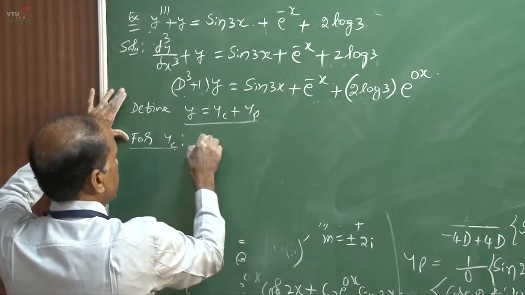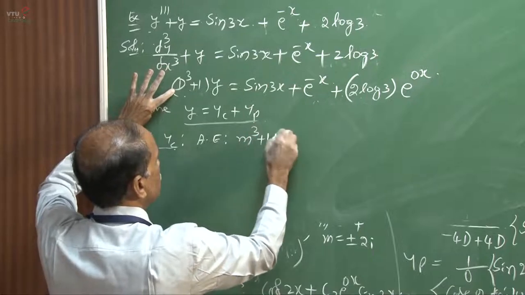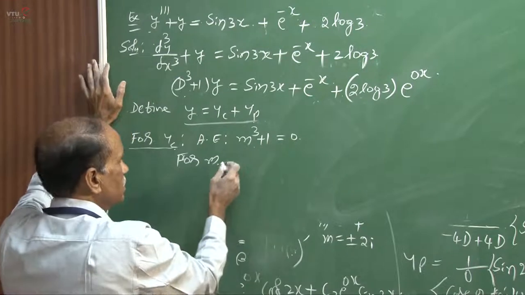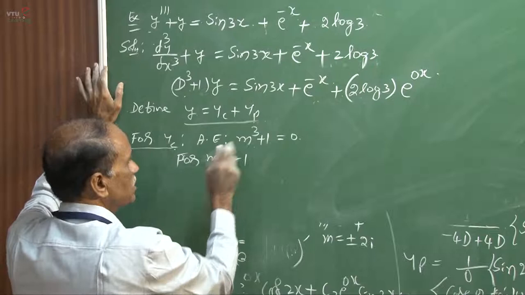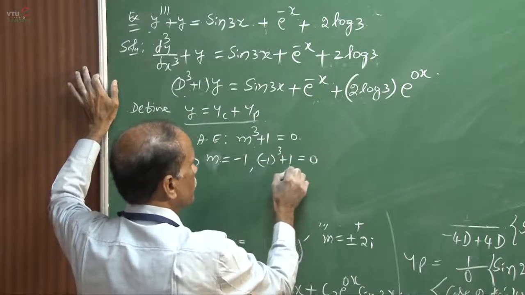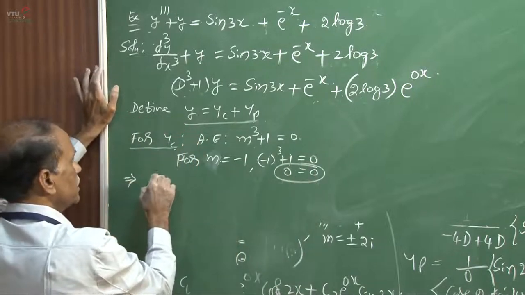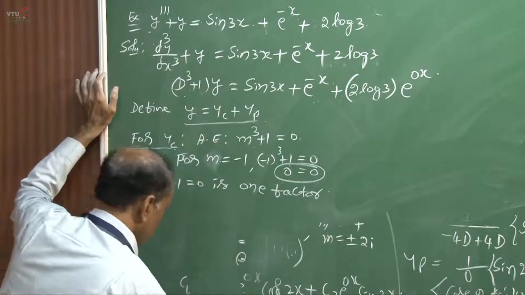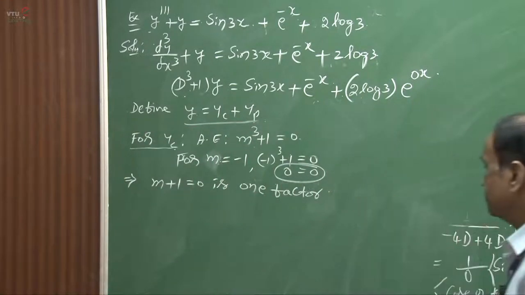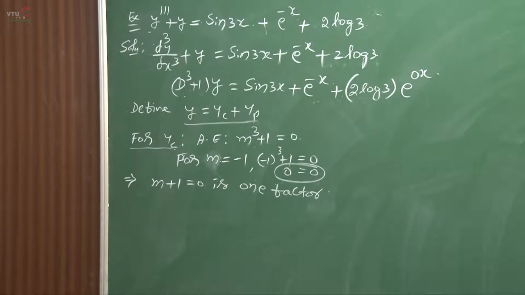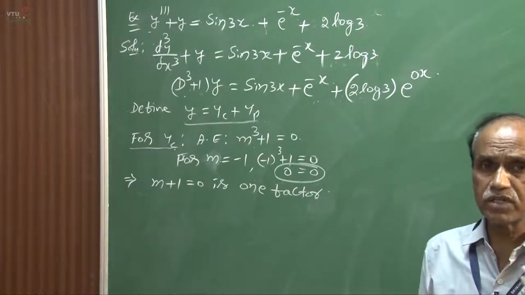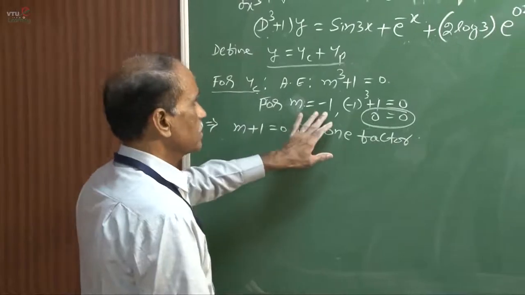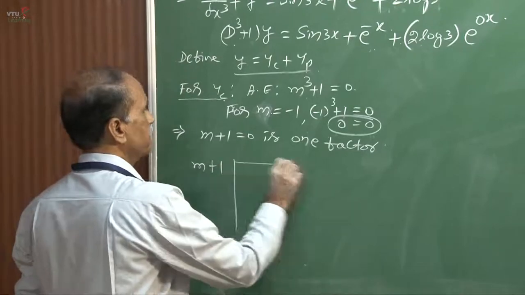Therefore, for the complementary function yc, we will take the auxiliary equation. Auxiliary equation means m cube plus 1 equal to 0. Directly we cannot write the factors, you have to go for the division. For m equal to minus 1, the equation satisfies: minus 1 whole cube plus 1 equal to 0. So m plus 1 equal to 0 is one factor. Now you have to go for division. How this division gives one more factor as linear factor and then one more as quadratic factor. So the product of these two factors, how they behave in giving the roots of the equation: m is equal to minus 1 and m is equal to another two values.